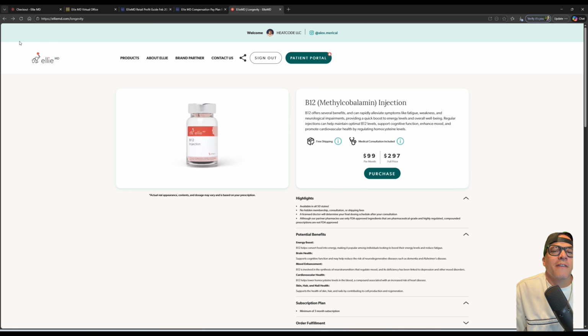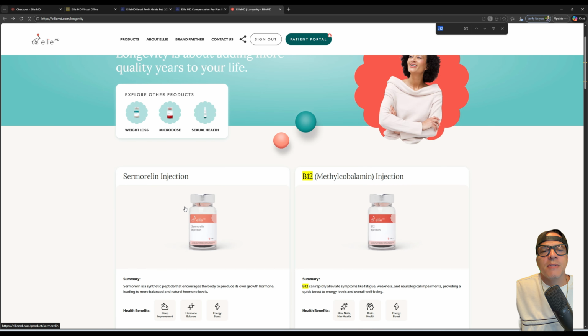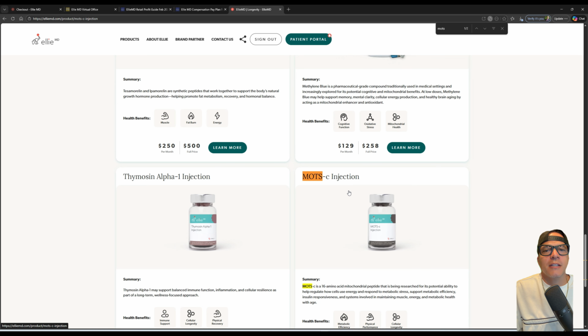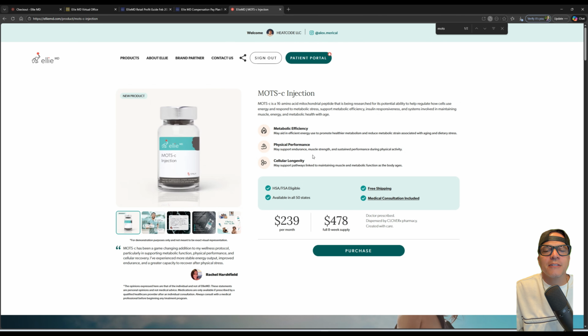Moving into more longevity and metabolic optimization, EllieMD now offers MOTS-C as well. MOTS-C is a mitochondrial peptide that has been studied for its role in metabolic regulation, insulin sensitivity, and cellular energy utilization. Research around MOTS-C focuses on how it may help the body use glucose more efficiently and improve metabolic flexibility. MOTS-C helps your body get better at using that fuel.